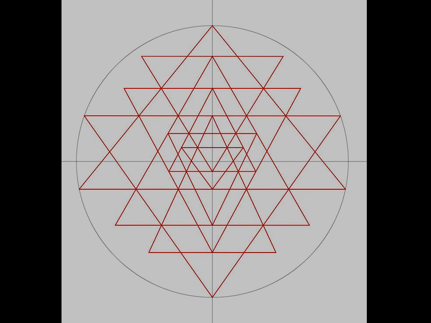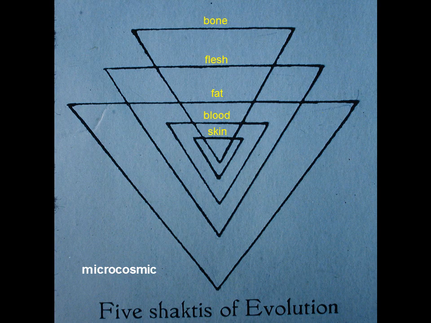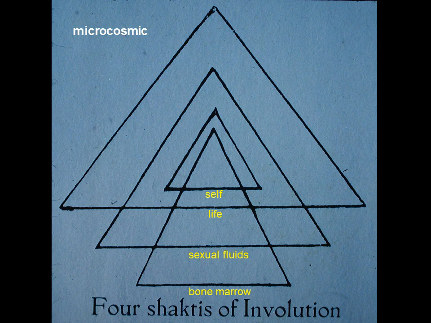That was a macrocosmic view, philosophical, sublimated in a way, not meant to be sexual, of course. But now, the microcosmic view, based on the human body. The 5 Shaktis of evolution are the 5 bodily elements: bone, flesh, fat, blood, and skin. They are elements waiting passively for the 4 Shaktis of involution. The 4 dynamic elements here: bone marrow, sexual fluid, life, and self. Involution. All entering the 5 body elements to create humanity.